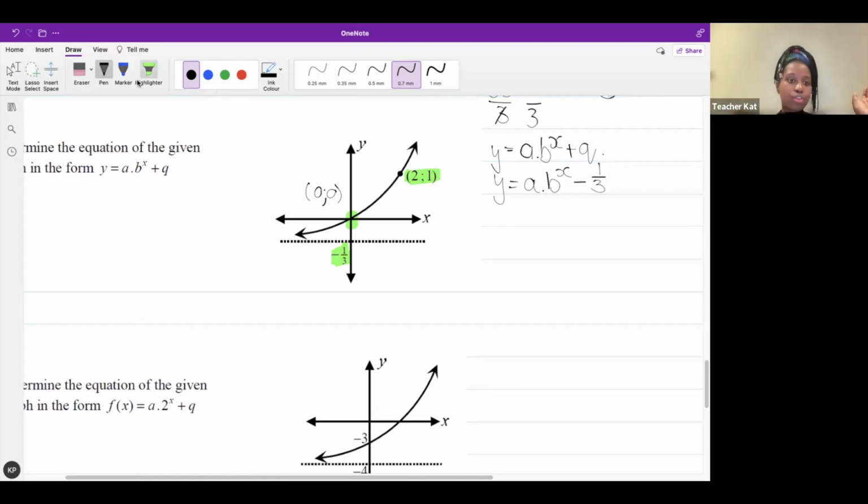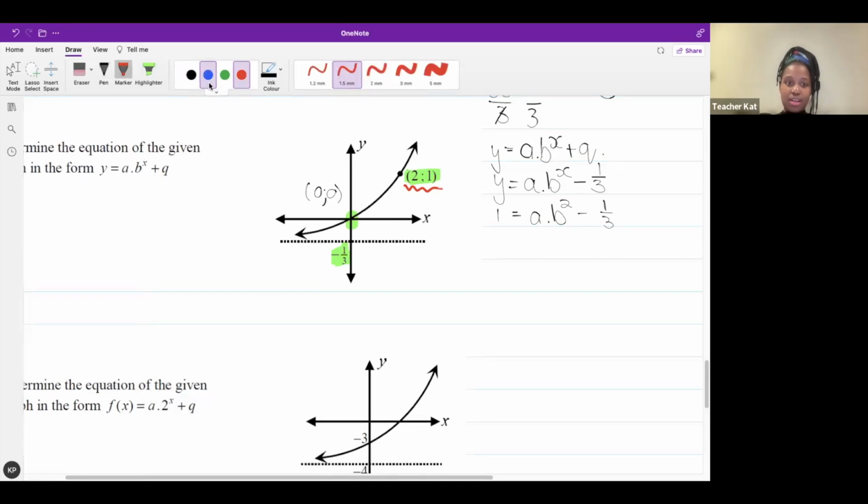Now I want us to first use this point that's up here. If we use that point, that means my y is going to be 1, so 1 is equal to a times b squared minus a third. Can we solve for any of these variables right now? No. There are 2 unknowns. Do you see that?